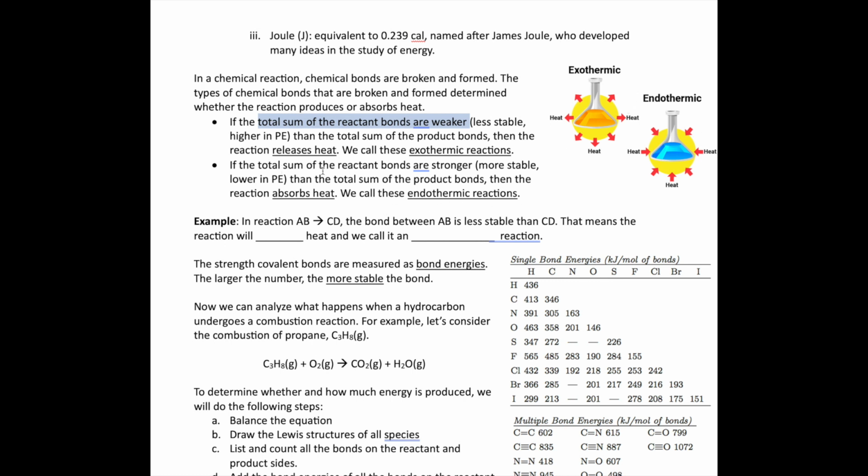You might say, why would that reaction even happen if the reactant bonds are stronger already? Well, it turns out that a reaction depends on a couple of factors, one of which is the strength of these bonds. There's a second factor that unfortunately we cannot spend time talking about. It's a deeper dive into chemistry than this class will cover, but just keep in mind that both types of reactions could occur. So if you look at a reaction like this example where AB goes to CD, if the bond in AB is less stable than the bond in CD, that means the reaction will release heat, and then we call it an exothermic reaction.